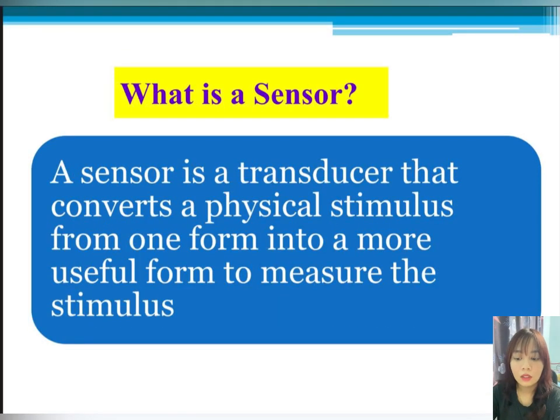So the next part is where we have to learn the basic concept of a sensor, which is: what is a sensor? A sensor is basically a device, which is a transducer, that converts a physical stimulus from one form into a more useful form to measure the stimulus. Which means that it is a device that is able to detect or measure a physical property, and it can even respond to it.